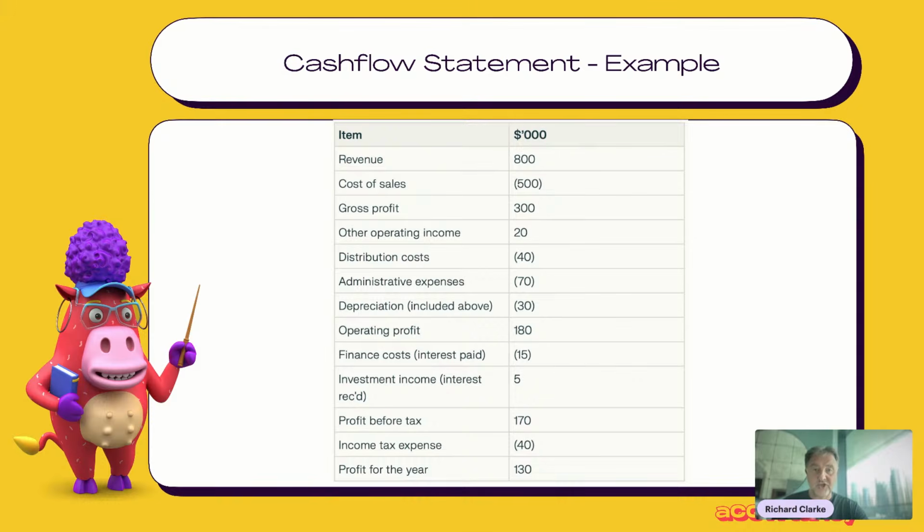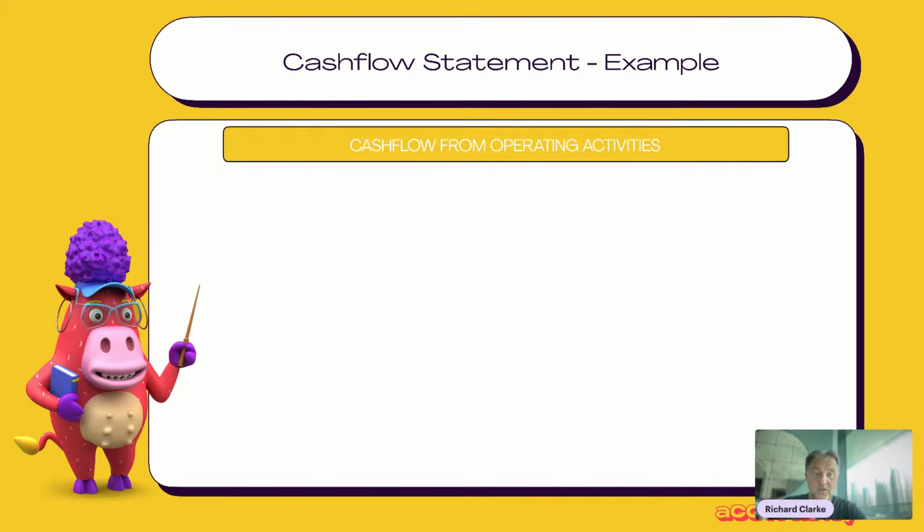Okay, I promised you a question. There's your question. Can you remember, what do you start with now? All your old textbooks will say profit before tax. The actual answer is operating profit now, according to IFRS 18. So you start off your cash flow statement with operating profit in operating activities.